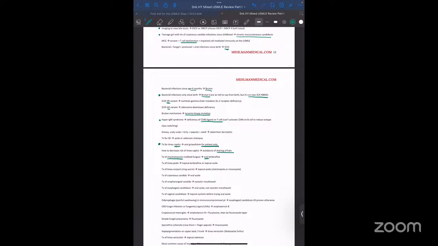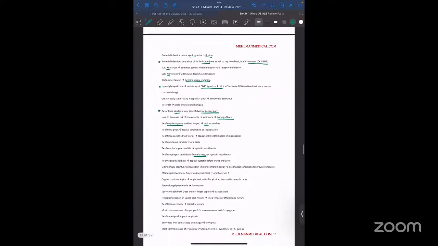For oropharyngeal candida, nystatin mouthwash. For esophageal candidiasis, oral azole, not nystatin mouthwash. Treatment of vaginal candidiasis, topical nystatin before trying oral azole. Odynophagia, painful swallowing in an immunocompromised patient, is esophageal candidiasis until proven otherwise.